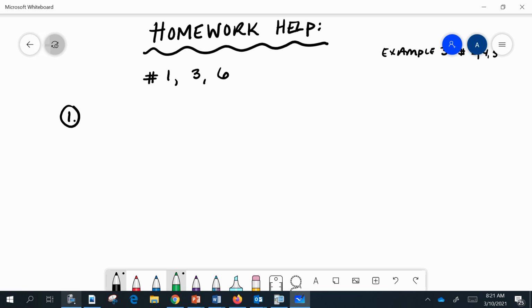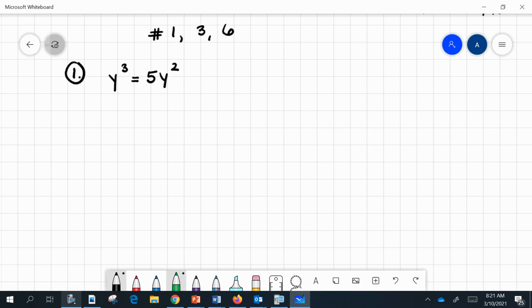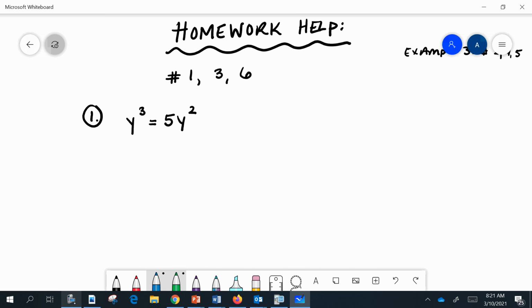All right, let's start back over with number 1 and see how you did. This problem is y cubed equals 5y squared. Our entry point is always going to be to write the equation in standard form. So I'm just going to subtract over 5y squared, set it equal to 0. My second step is a GCF. What I notice is that they both have y's, so we're going to factor out a y squared. The result is going to be y minus 5.